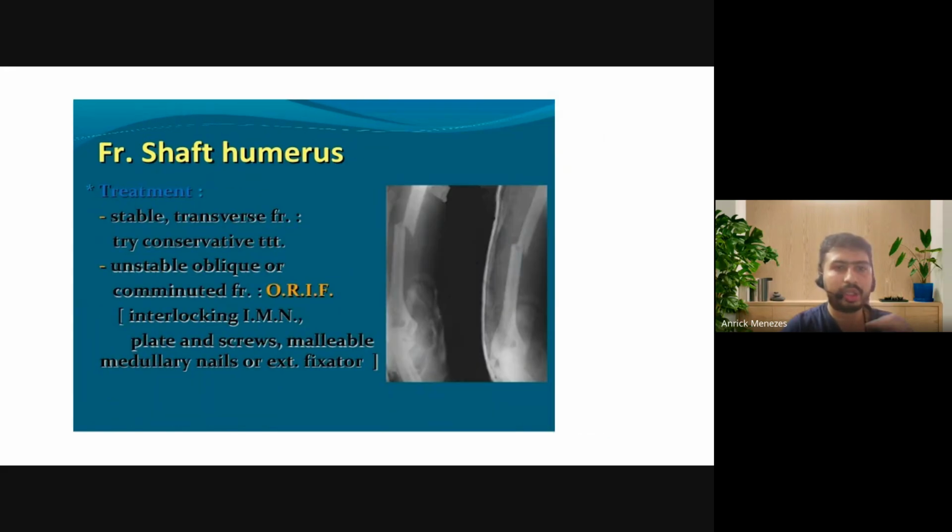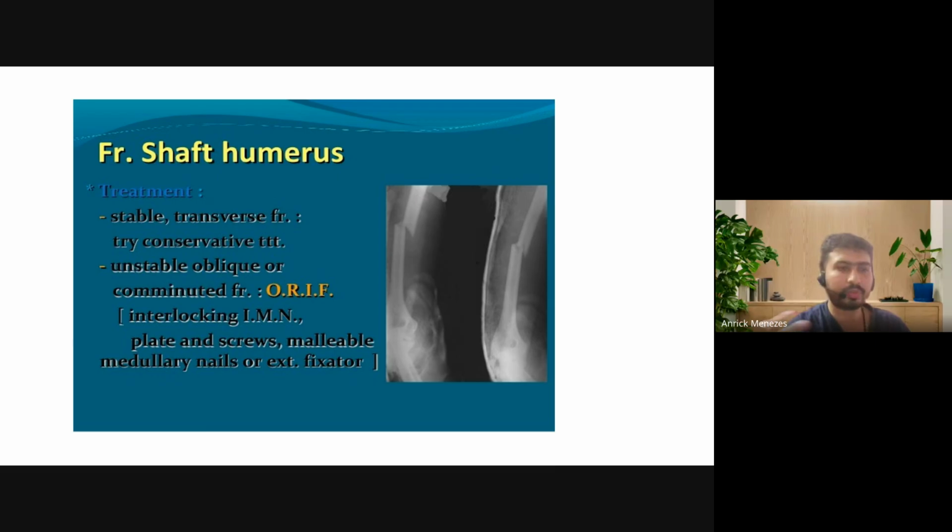Next, coming to the shaft of humerus fracture, it could be a stable transverse fracture. Try to manage it conservatively. Unstable oblique or comminuted fractures, they use open reduction internal fixation. It could be an interlocking IMN, plate and screws, intramedullary nails, and the external fixator. The major thing that has to be observed in case of a fracture of the humerus is one of the nerves that could be damaged in the shaft.